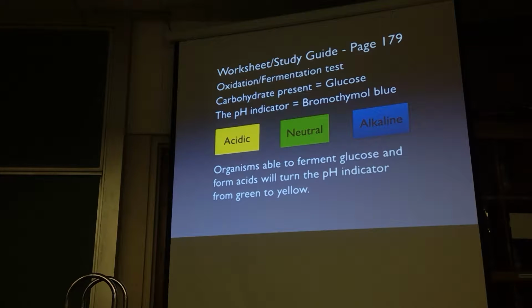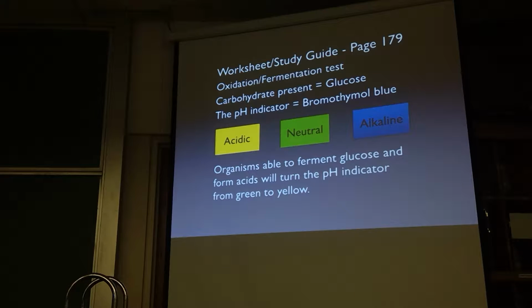So if you look at that worksheet on page 179, the oxidation fermentation test, it asks you, what is the carbohydrate present? The carbohydrate is glucose. The reason we use glucose is because if an organism can ferment anything, it can probably ferment glucose. This is one of the most abundant carbohydrates in existence.